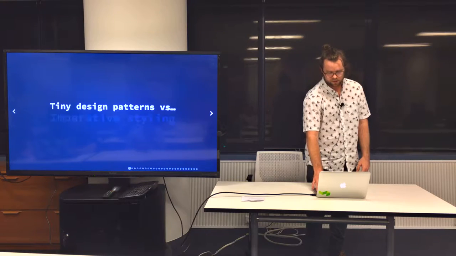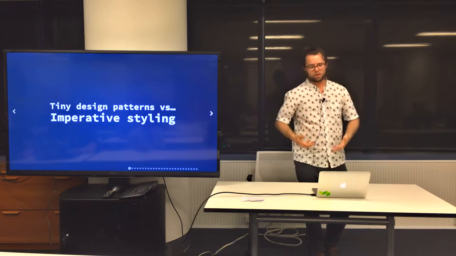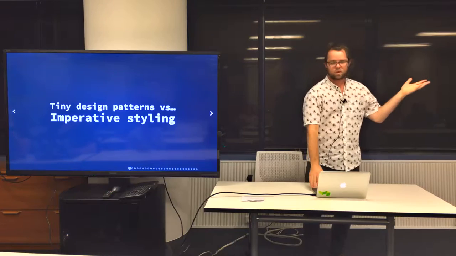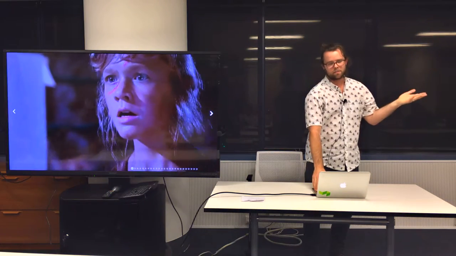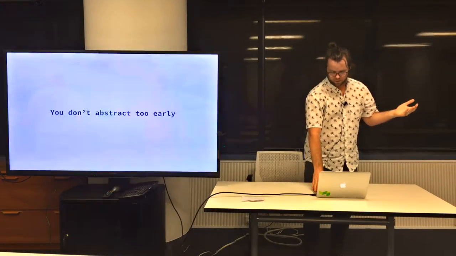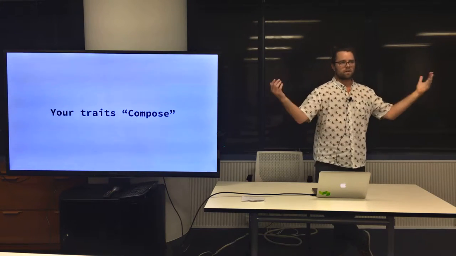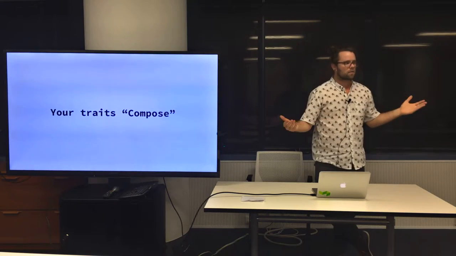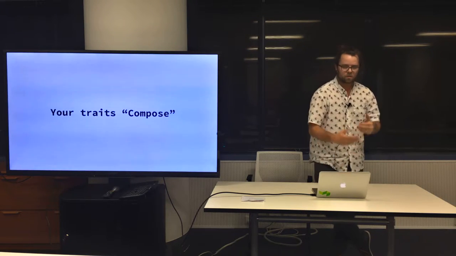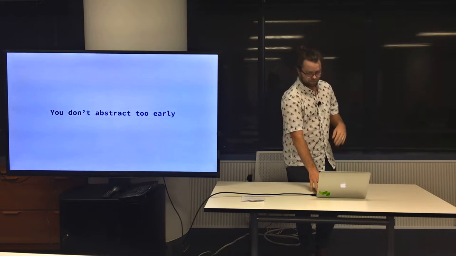So the big difference is tiny little design patterns versus, say, one big button component, which is very imperative, where it's like here's everything that it does. You might have seen this before. So traits compose together. You have a single library of traits, and then you compose them together to create a component itself. It's like your design constraints coming together to create this one unified thing.